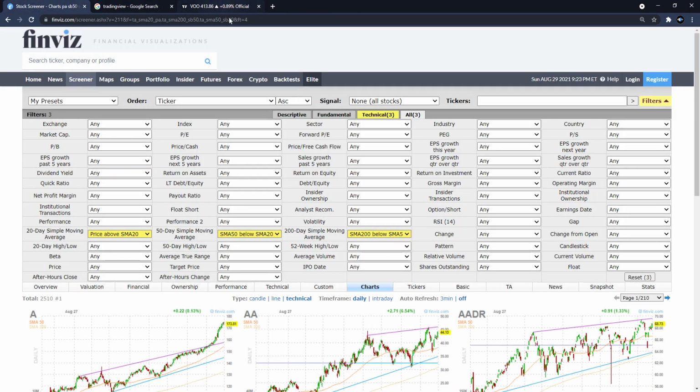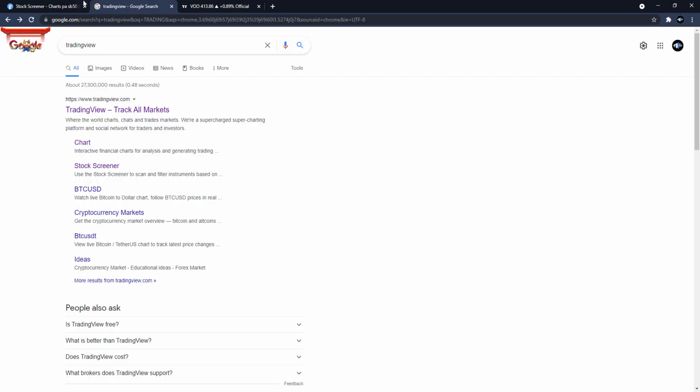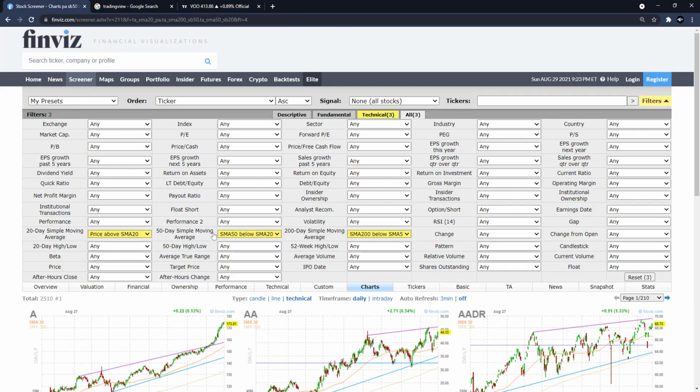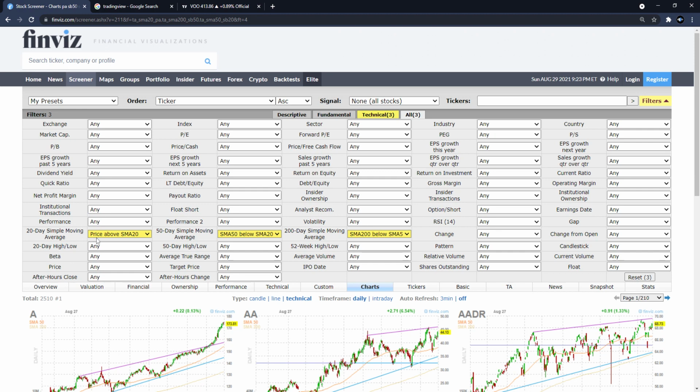We set the 200-day simple moving average to be below the 50 moving average. As you can see, the 200 moving average is below the 50 moving average, and we said right here that the 50-day simple moving average is to be below the 20-day simple moving average. Again, we are below the 20-day simple moving average. And what we did, we clicked on the price to be above the 20-day simple moving average.